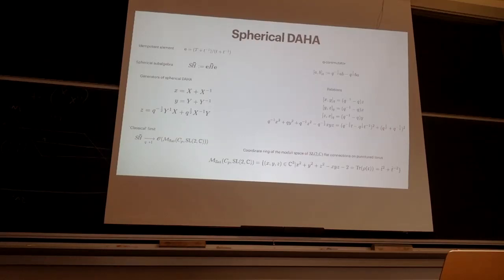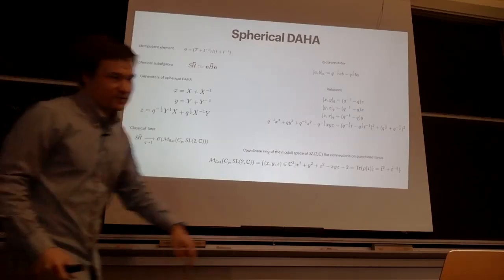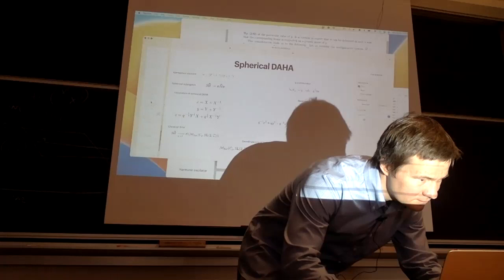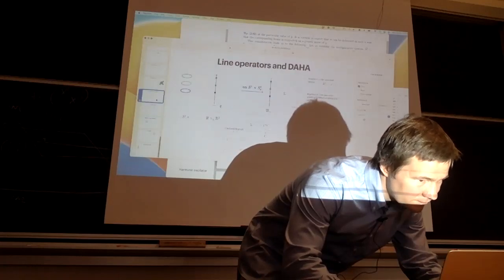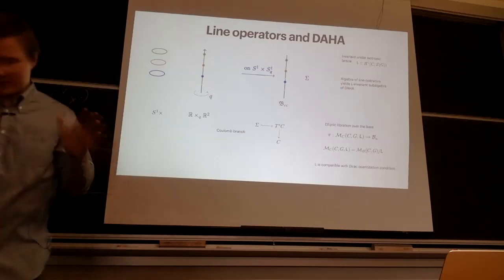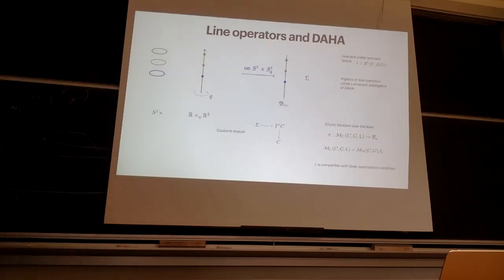So, okay, maybe I can show this last slide. I won't have time anyway to get there. So you have to answer physics questions. Yeah, so how to get DAHA from line operators in N=2 star theory? You take, okay, so it's N=2 star theory in the Omega background, right?